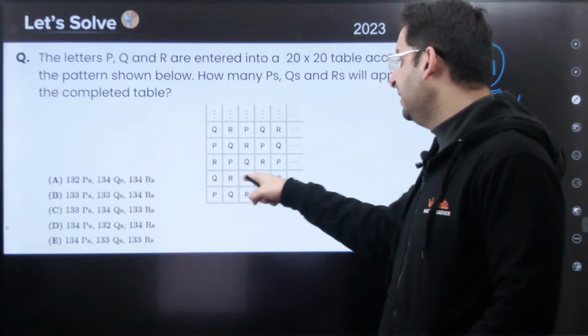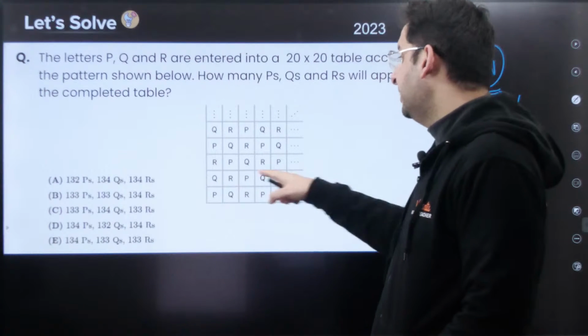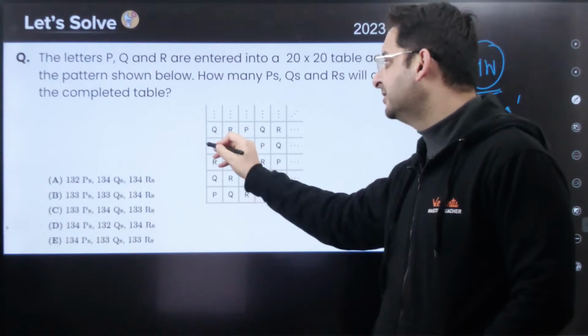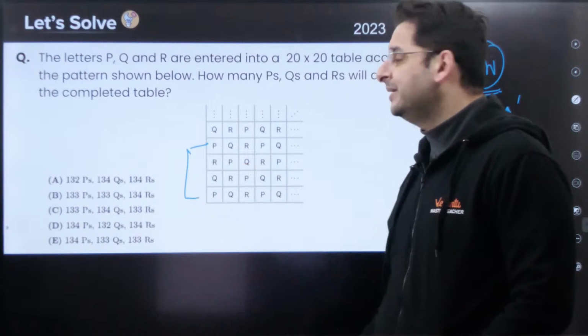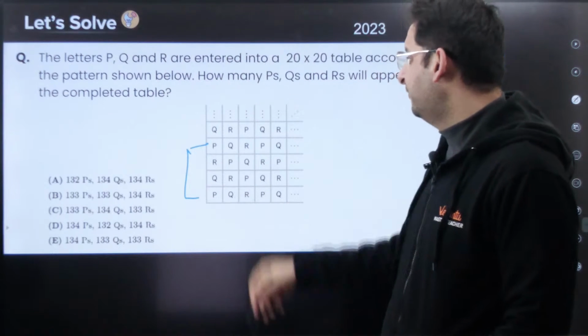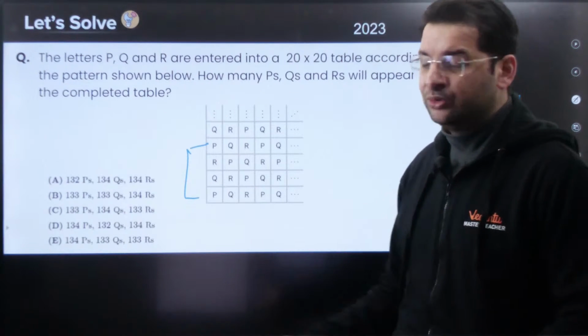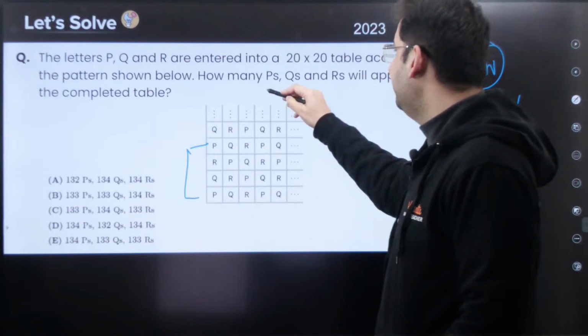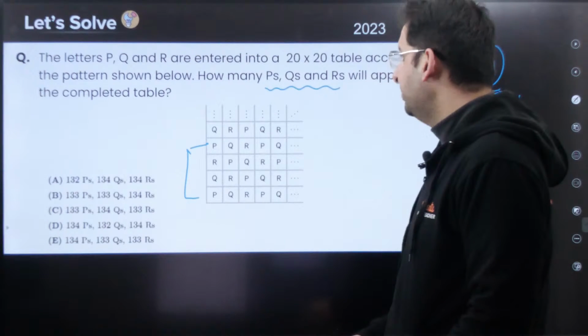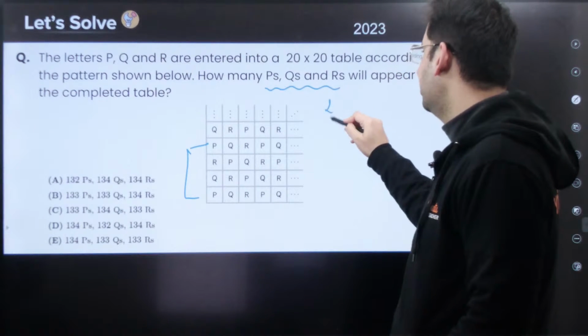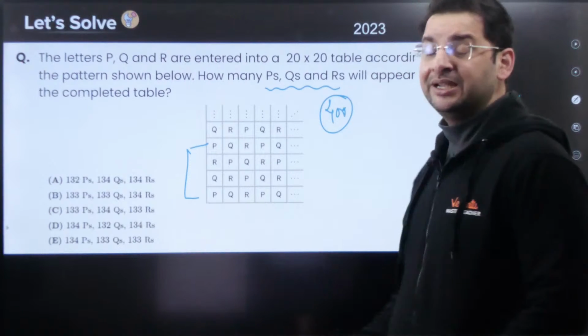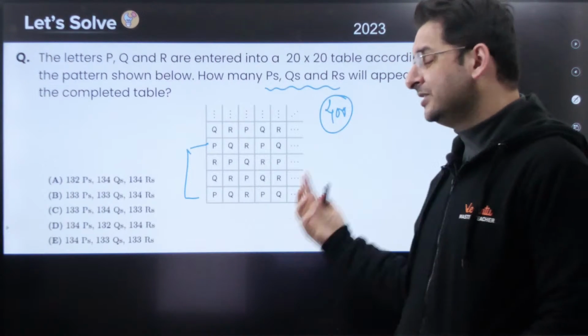Second last row is Q, P, R, P, Q, R, P, and then R, P, Q, R, P, Q, and then again it starts. So basically this row and this row is same. First, fourth, 7th row is same. Second, 5th, 8th row is same. So again you need to identify how many P's, how many Q's, and how many R's are going to be total there. So total of 400 boxes are there. So total इसमें कितने P's होंगे, कितने Q's होंगे, कितने R's होंगे, this is you need to identify.